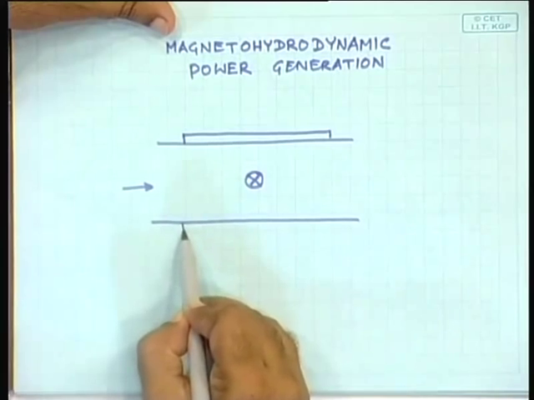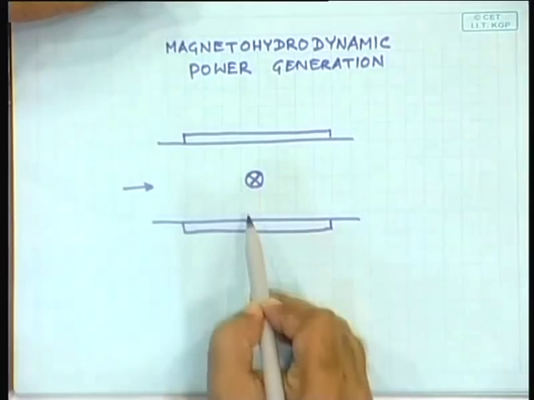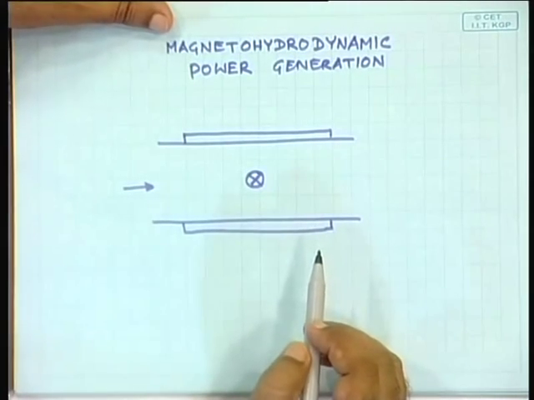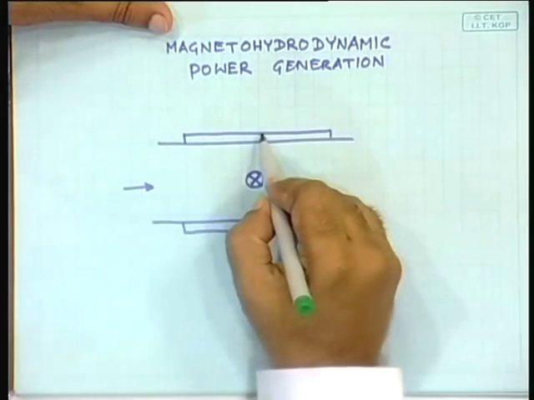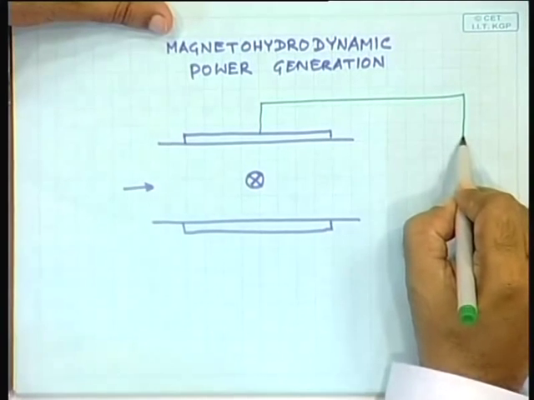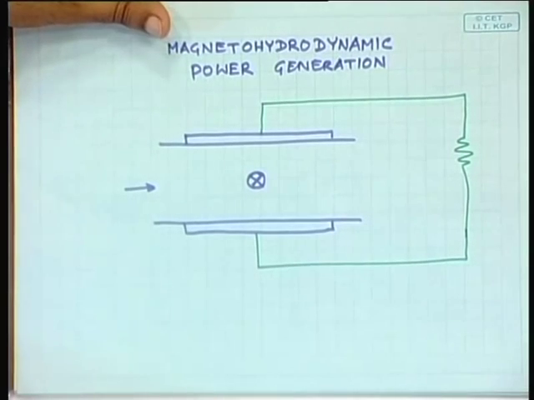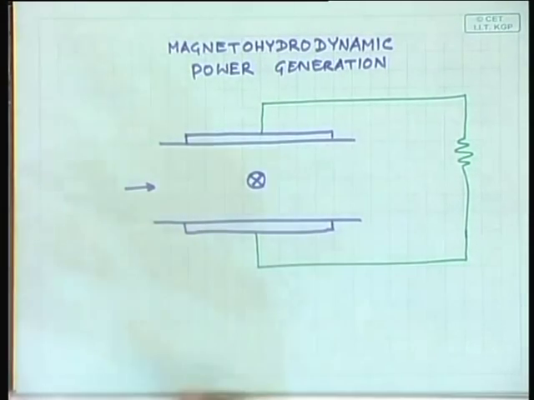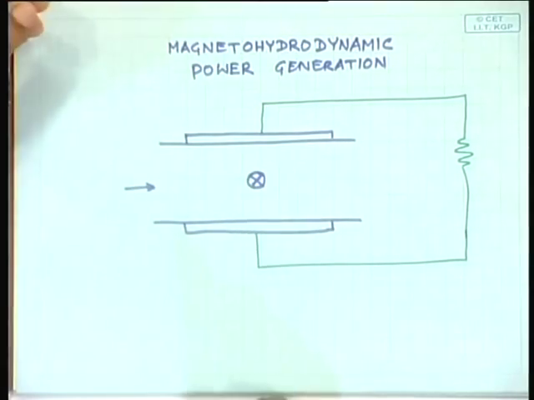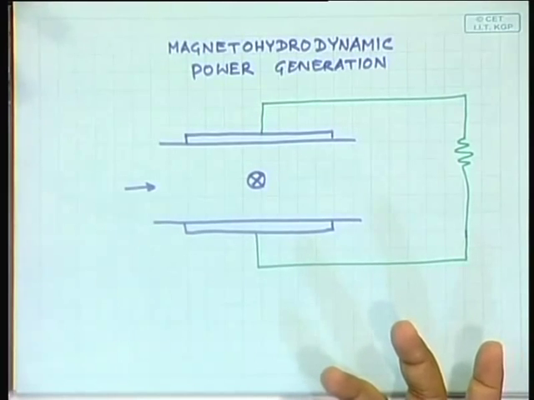put electrodes in the two sides, then some voltage will be induced in these two electrodes. And if you connect it through some external circuit, a current will flow. So this is the essential idea of the magnetohydrodynamic power generation. That means here, because of the magnetic field, there is a charge separation, and that charge separation is collected by electrodes, and that is what allows the current to flow through an external circuit.